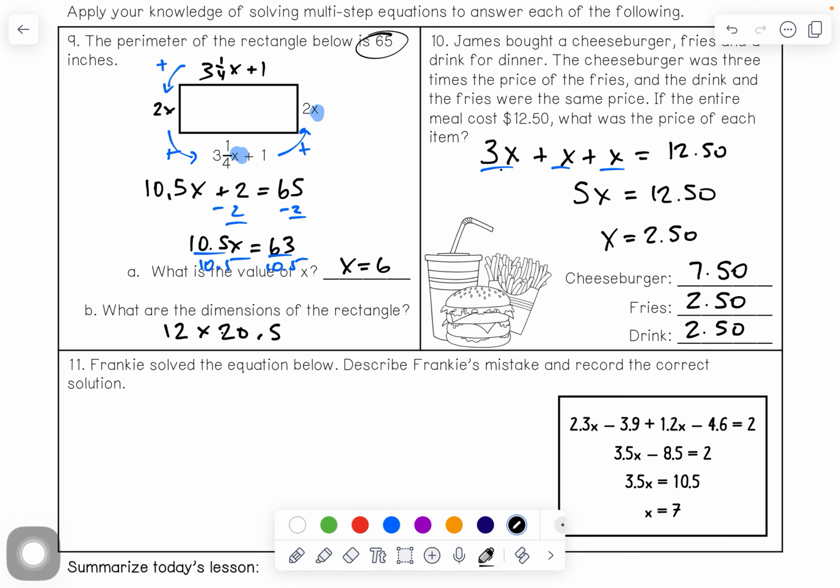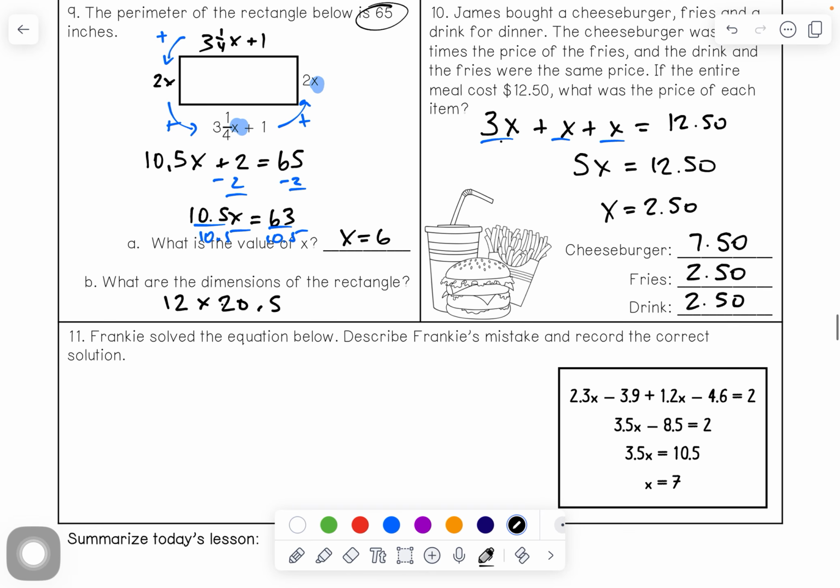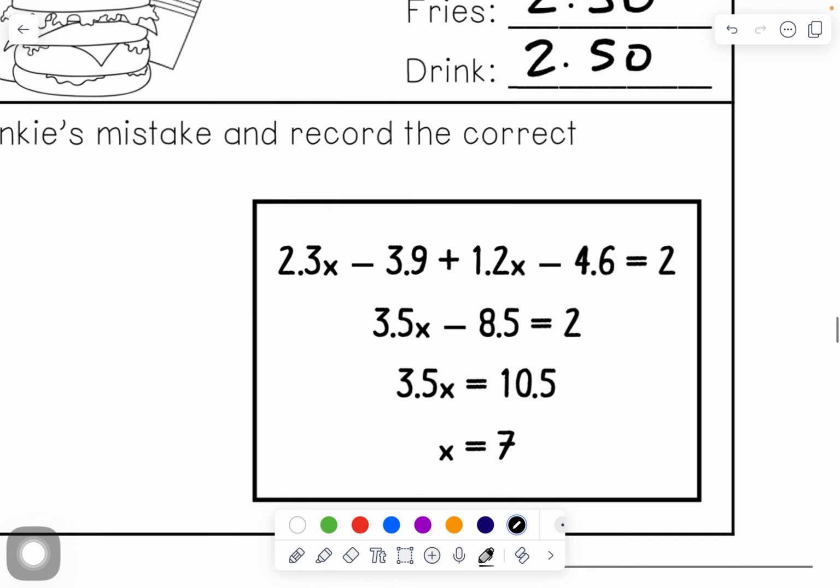And the last problem here, Frankie solved the equation. Describe the mistake and record the correct solution. So if we're looking down through here, what mistake could they have made? Let's see. We can check here, 3.9 and 4.6 are like terms. That gave us 8.5, so that's right. 2.3 and 1.2 are like terms, and that gave us 3.5. So it looks like the first step is okay.